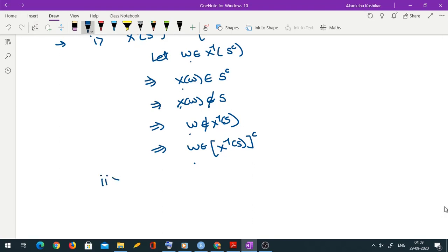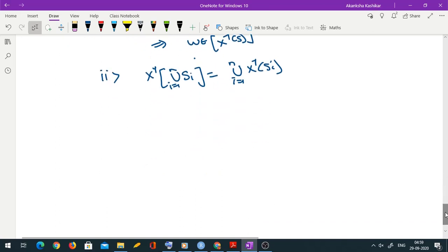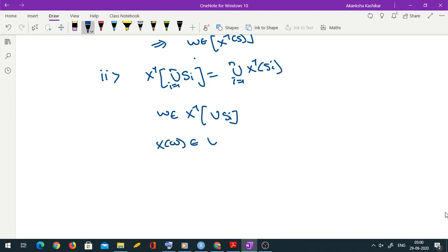Okay. Let me try for finite union. So I want to prove x inverse of union Si, i going from 1 to n, is the same as union x inverse of Si, i going from 1 to n. Okay. So again, let us try to prove it the same way. Left hand side is a subset of right hand side, and right hand side is a subset of left hand side. So consider some omega which is in x inverse of union Si. Okay. So this means x of omega is in union Si. So this means x of omega is in at least one of the Si's.